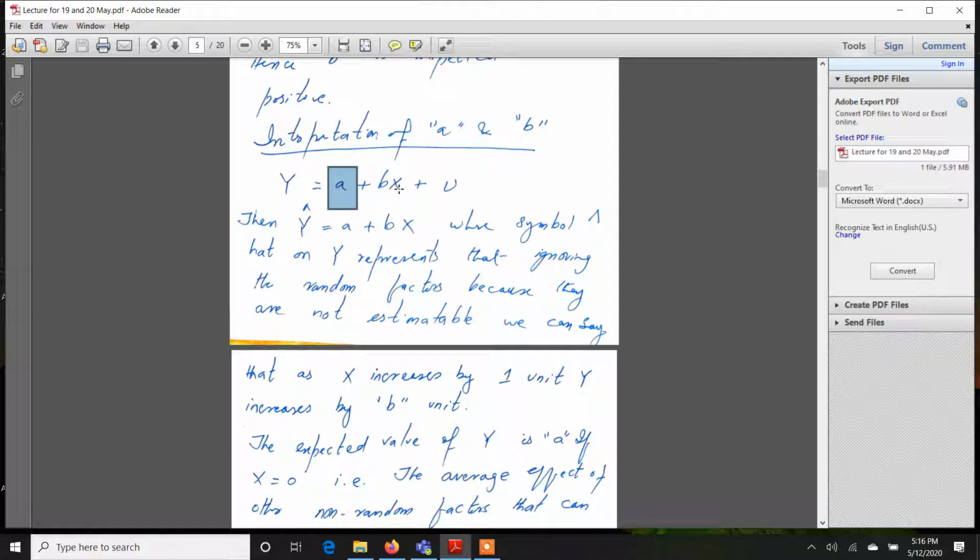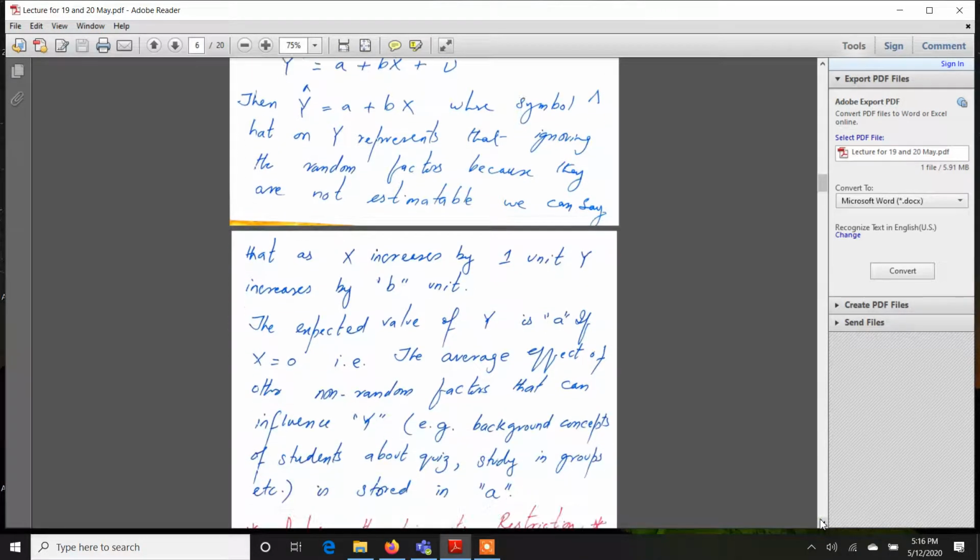Then what is the interpretation of this A? If you put x equal to 0 in this y hat equation, you get y hat equal to A. So that means putting x equal to 0 means you are ignoring the impact of x, and you are saying that there are some other non-random factors that can influence your marks.